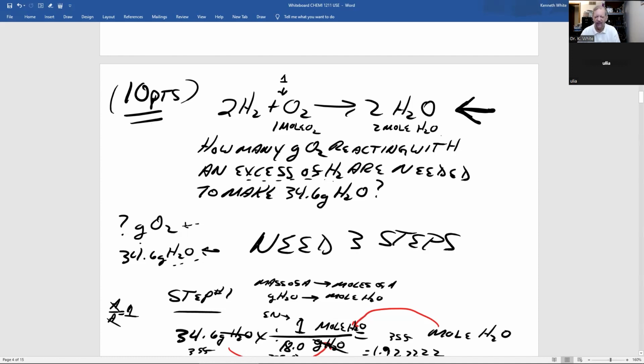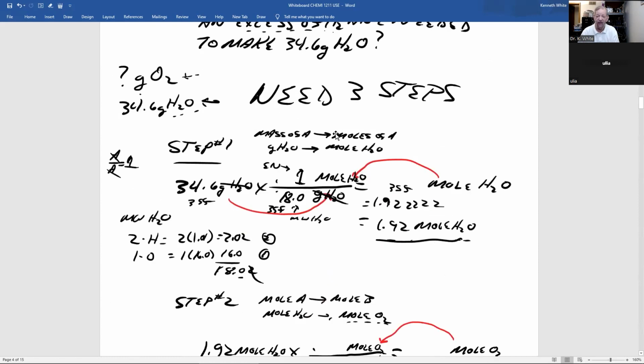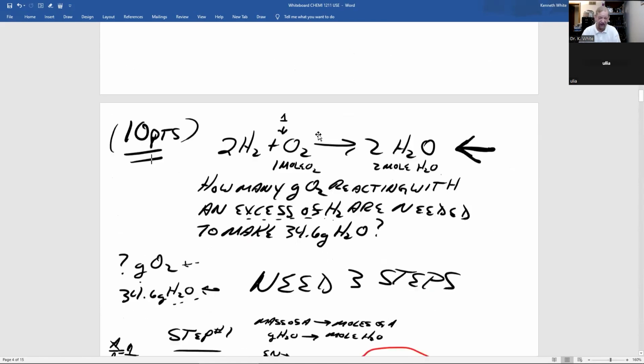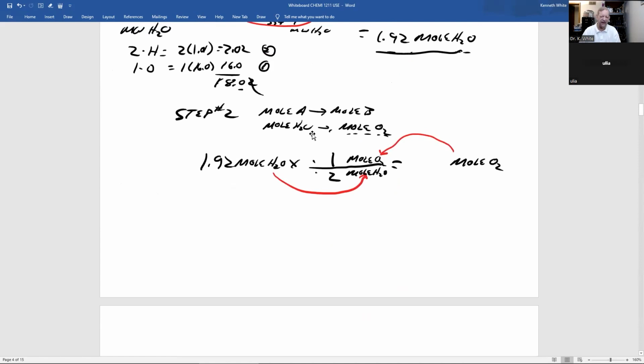So I now know that the relationship between moles of oxygen and moles of water is: 1 mole of oxygen makes 2 moles of water. And let's just check I got that right. I did. And now, before I pick up my calculator, I know moles of water divided by moles of water cancel out, because anything divided by itself equals the number 1. And I'm left with moles of oxygen, which is what I'm trying to get in step number 2.